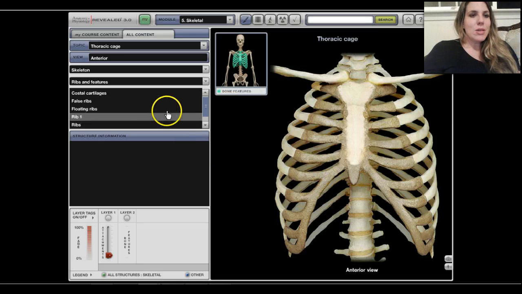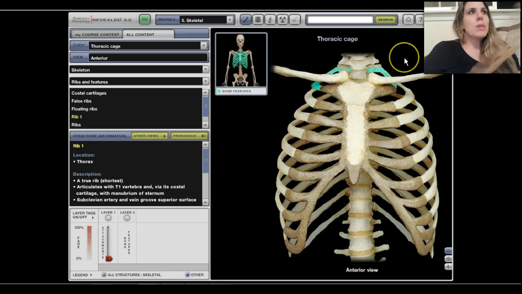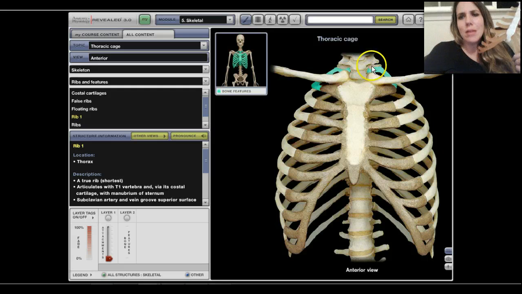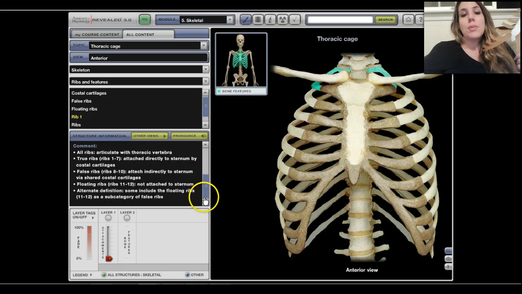So let's go ahead and look at rib 1. So rib 1, way at the top, is a little itty-bitty thing. And it actually has kind of a notch in it that will allow for the subclavian artery and vein to go through. So this one is going to attach right here. And here's that costal cartilage number 1 right there.